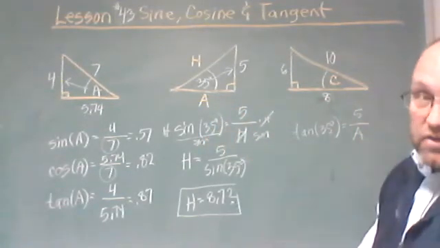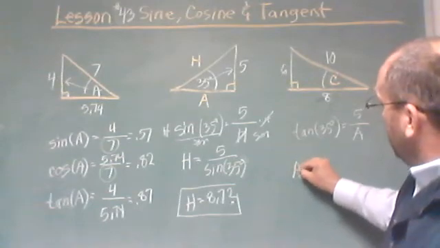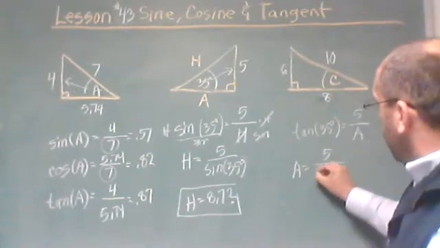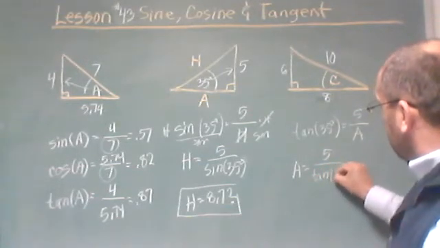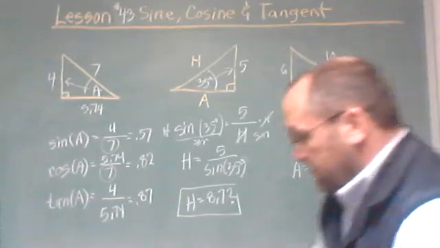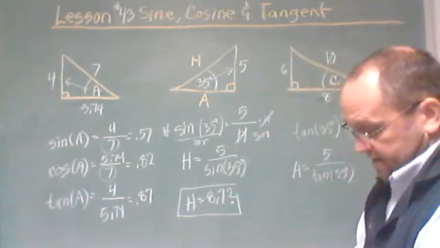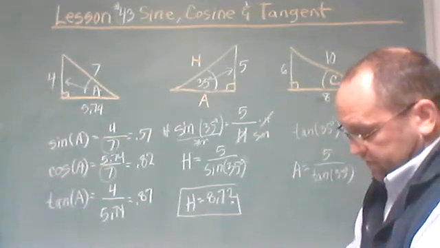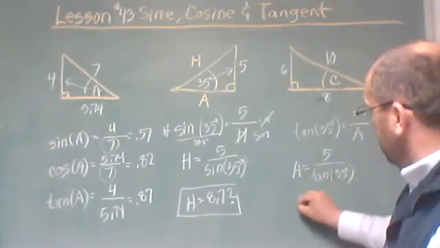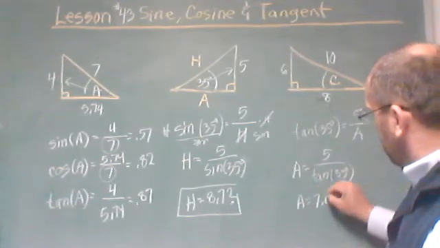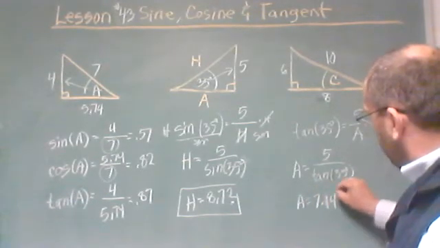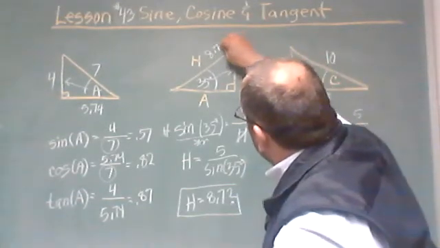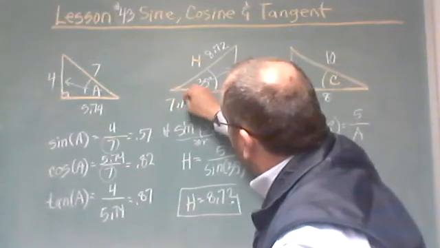It's the same equational setup there, okay? So A will equal 5 divided by the tangent of 35 degrees. Let me do that real quick. 5 divided by tangent button, 35, close it off, equals 7.14. Okay, so H equals 8.72, A equals 7.14.